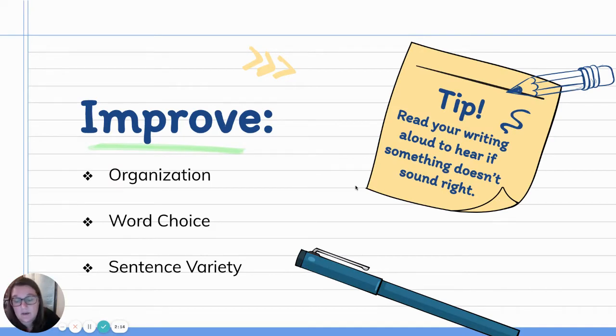All right, so I want you to improve your organization, your word choice, and your sentence variety. I also want you to improve some dialogue usage, but we'll go over that in a little bit. Read your writing aloud to hear if something doesn't sound right. That's the best thing that I can tell you. Read it to somebody you know and have them listen, and then maybe get some feedback from them. Normally, if this was a normal year, I would have you guys do some peer editing where you guys are looking at each other's and giving each other tips. Maybe later this year, we'll get into that, okay?